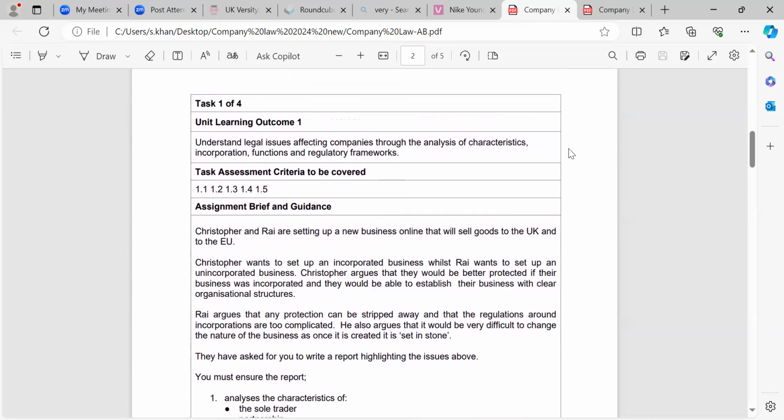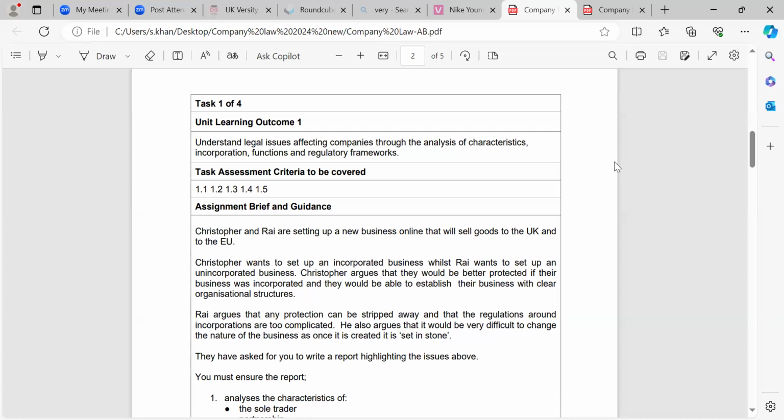So the first one, task 1 of 4, the unit learning outcome 1. So this involves learning outcome 1. You need to understand legal issues affecting companies through the analysis of characteristics, incorporation functions, and regulatory frameworks. Make sure that when you are doing this assignment, you put the unit heading on the front cover. You could have a contents page with what elements you're doing.